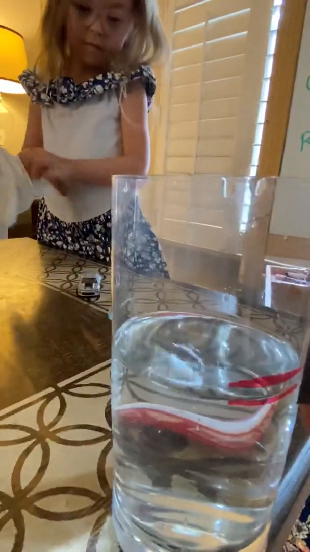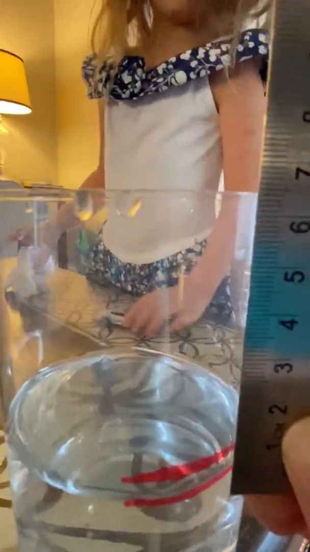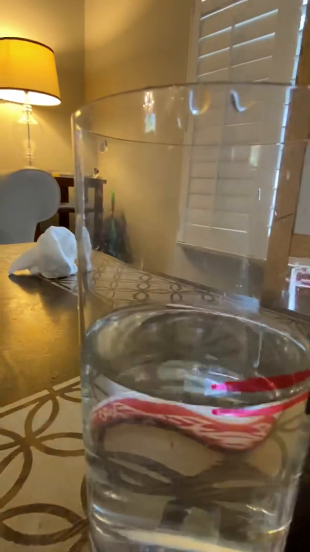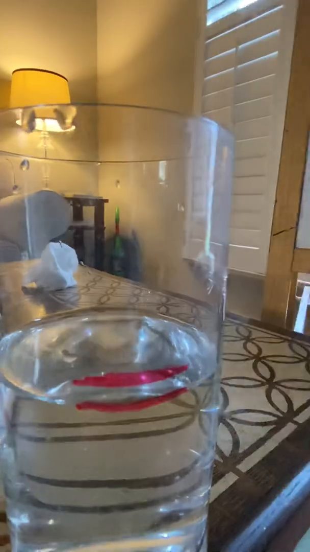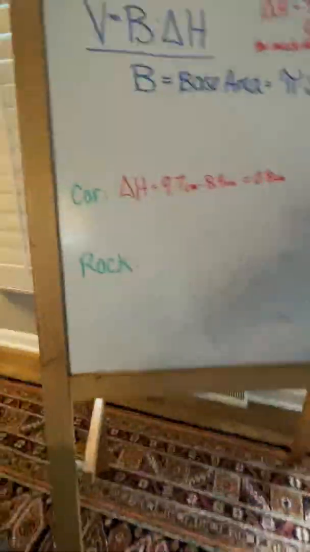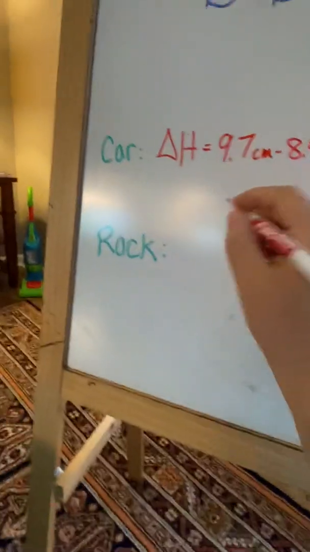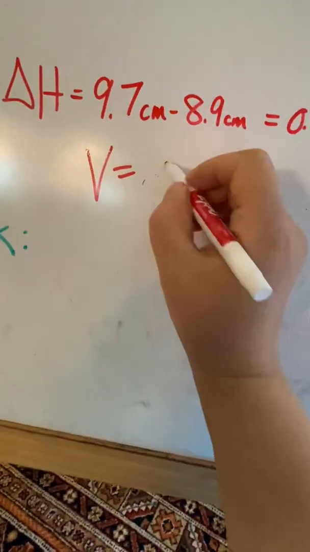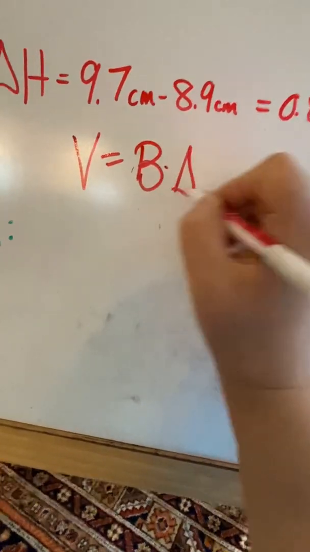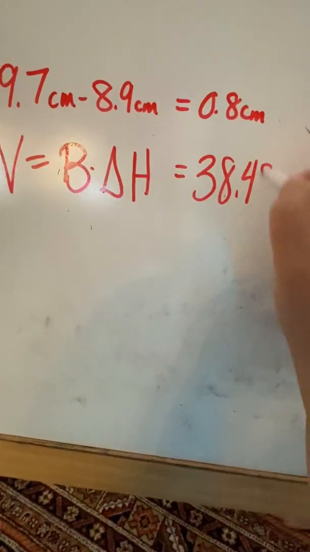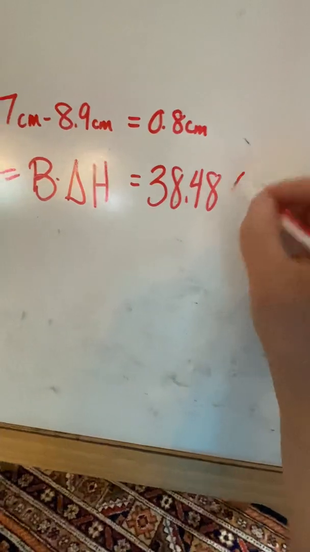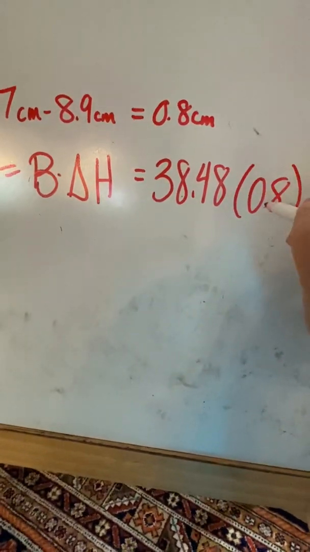We can also just measure the change in height itself. So if you just measure the distance between those two marks, so imagine that's like that slice of water that was sitting on top. That right there is about 0.8 centimeters. Okay, so then to find the volume of the rock, we're just going to take area of the base times the change in height. So this 38.48 that we found earlier before we started the video times 0.8 centimeters.